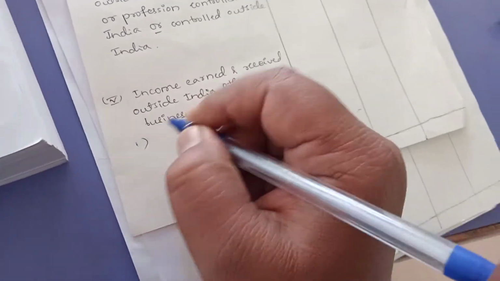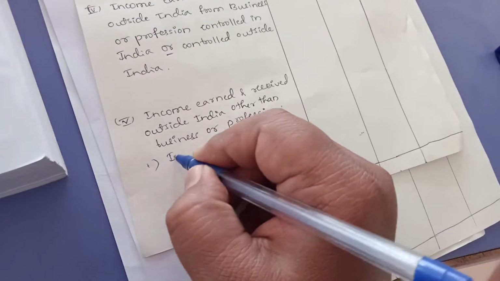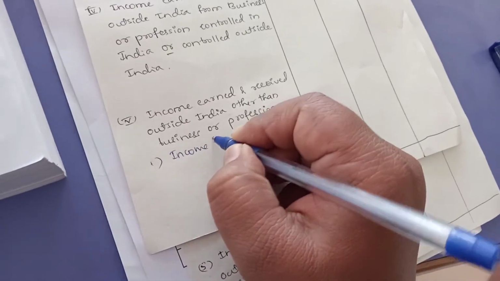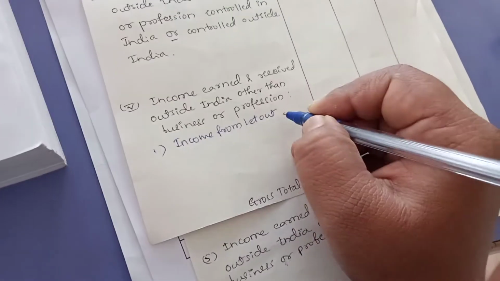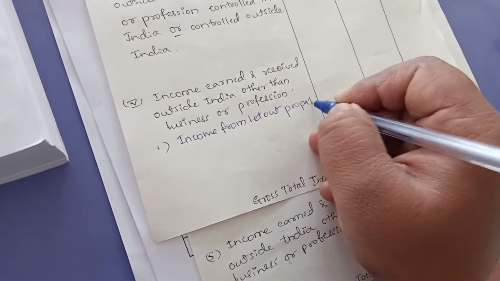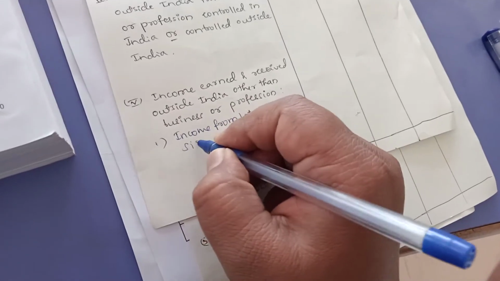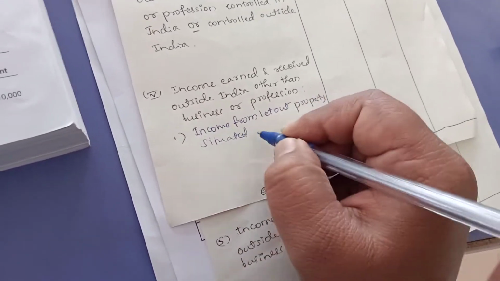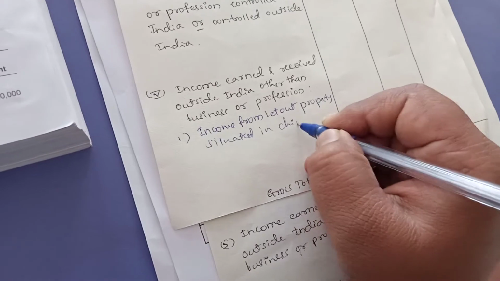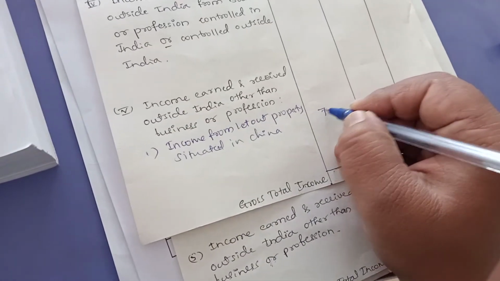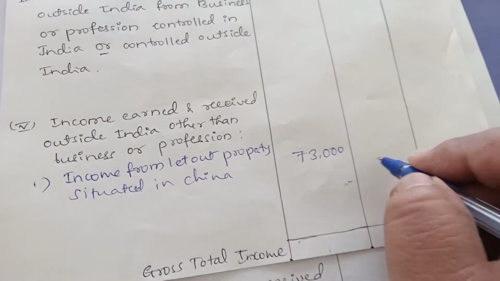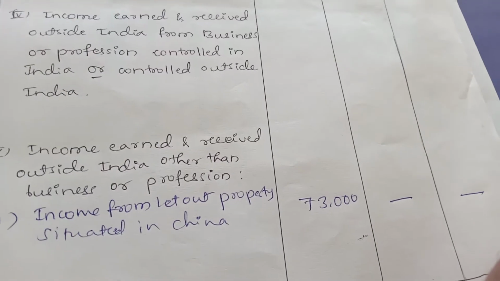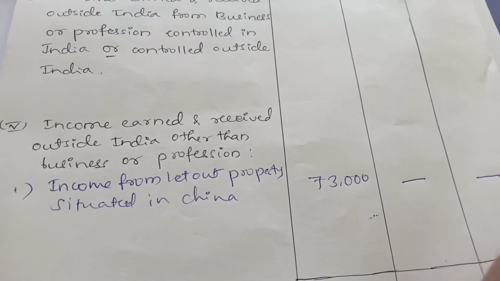The first item I am going to show: income from let out property situated in China, amounting to rupees 73,000. Only in case of an ordinary resident it should be taxed, and in the rest of the 2 types of assessee it is not going to be taxed. That is why nil amount.